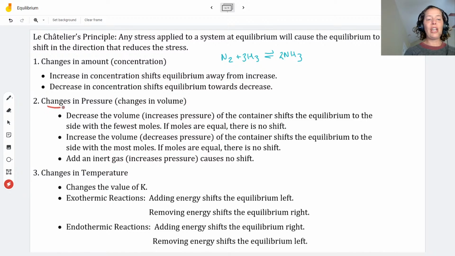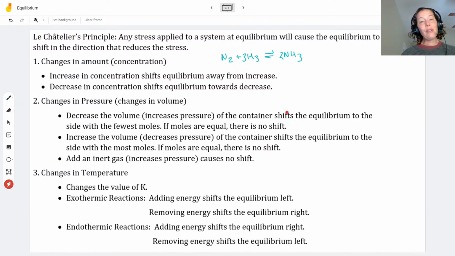Let's talk about changes in pressure, and this actually ties more to changes in volume. So changing your volume is a great way to change pressure, but there's also another way to change pressure too, which we'll talk about at the end. Okay, so let's say you decrease the volume. So you've got a rigid container, maybe you've got a piston or something similar, and you decrease the volume. Well, when you decrease volume, remember volume and pressure are inversely related. When you decrease volume, you are going to increase the pressure.